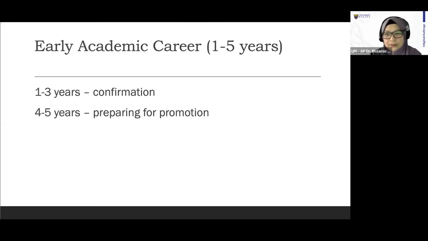So it's quite different, the way of promotion and also confirmation, for medical lecturers, dentistry lecturers, and also pharmaceutical lecturers, from us. That's the only difference. But for us, we have to comply with all the requirements, in terms of the number of journal articles, in terms of the number of PhD students that we have to supervise. So we have to make sure that we fulfill all those conditions, and then we can apply for promotion, step by step. Okay, Farid?